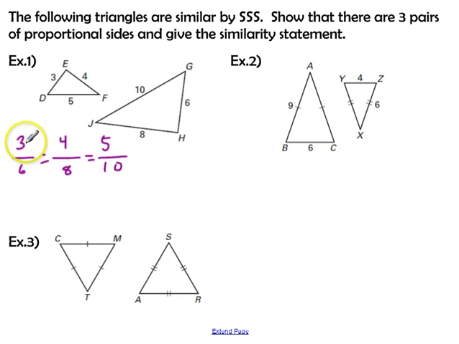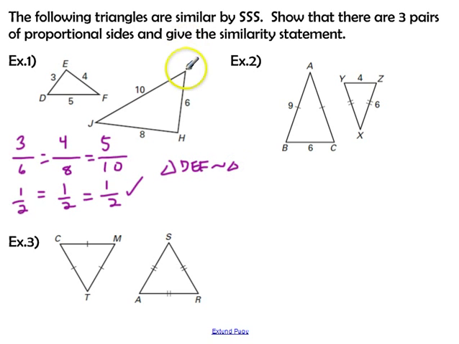And now we want to reduce all of these. 3 over 6 is 1/2, 4 over 8 is 1/2, and 5 over 10 is 1/2. Since all of these sides are proportional, they all simplify to the same ratio. That means that these two triangles are similar by SSS. So we can write our similarity statement. So if I go D, E, F, so I was kind of going from the shortest to the middle side. Follow that same order from the shortest to the middle side. So we'll go triangle G, H, J.